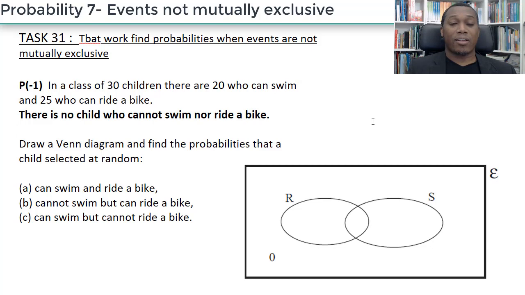Let's read together. Let's finish this. Draw a Venn diagram and find the probabilities that a child selected at random: 1, can swim and ride a bike. Key language, and. But this time, because we're using the Venn diagram, we don't have to multiply. Cannot swim, part B. Let's read together, and I tell you read together, and then I'm interrupting you.